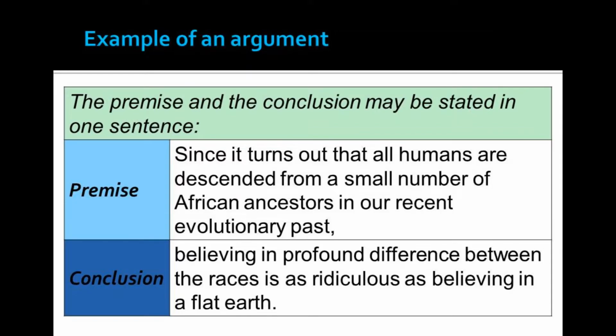So in this one sentence argument, believing in profound difference between the races is as ridiculous as believing in a flat earth is the conclusion. It is an independent clause, but it needs a justification, a support. So you got here the dependent clause, since it turns out that all humans are descended from a small number of African ancestors in our recent evolutionary past, stands to be the support of that conclusion.